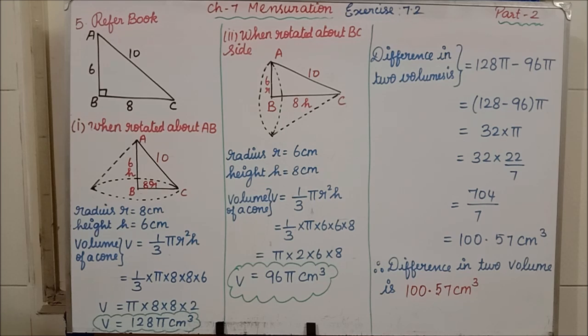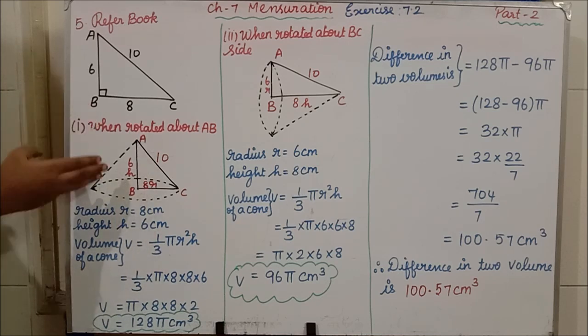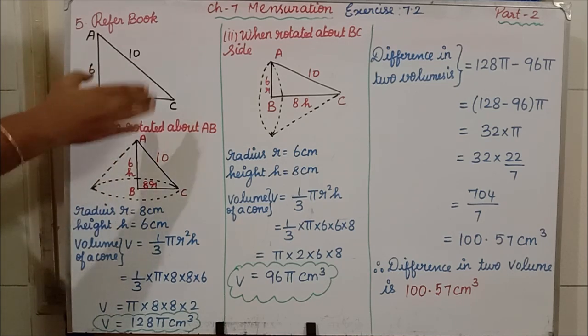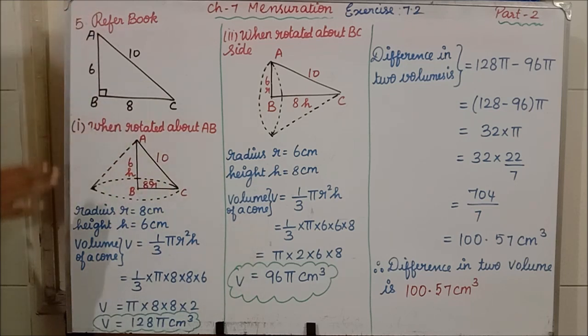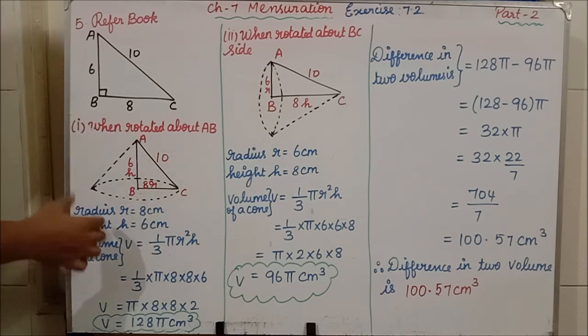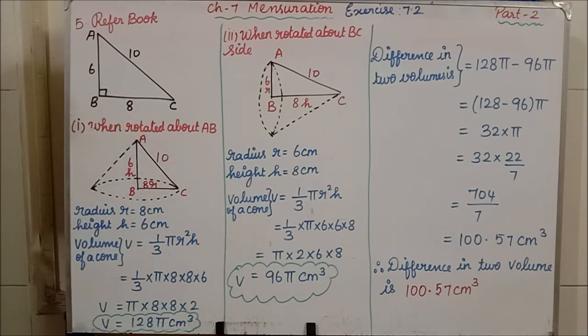In two ways I am going to rotate, but in both ways I have to contain the right angle triangle. After rotating in the two ways, the question asks: find the difference in volume of the two solids so formed. After finding the volume of the first cone as well as the second cone, they are asking for the answer as a difference. Difference means what? Subtract. You have to subtract and then give the volume. They are asking for the difference in the two volumes.